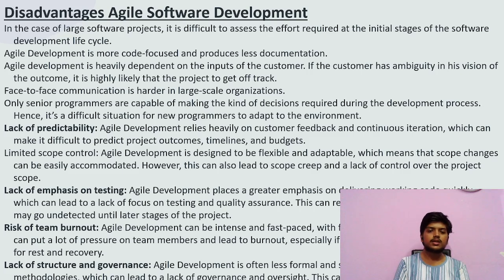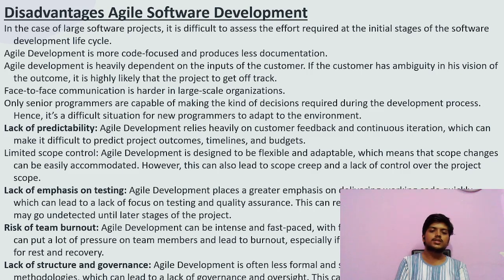Only senior programmers are capable of making the kind of decisions required during the development process. Hence, it is a difficult situation for new programmers to adapt to the environment. Lack of predictability: agile development relies heavily on customer feedback and continuous iterations, which can make it difficult to predict project outcomes, timelines, and budgets. Limited scope control: agile development is designed to be flexible and adaptable, which means that scope changes can be easily accommodated. However, this can lead to scope creep and a lack of control over project scope.